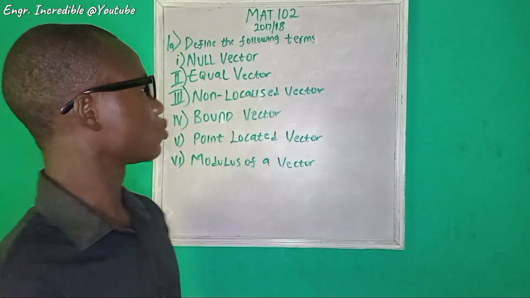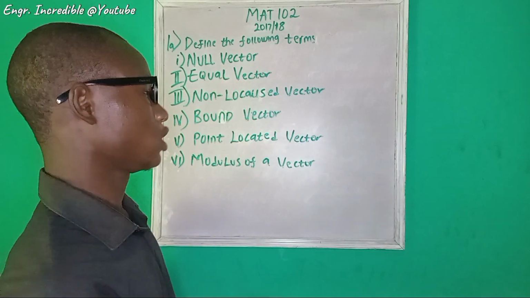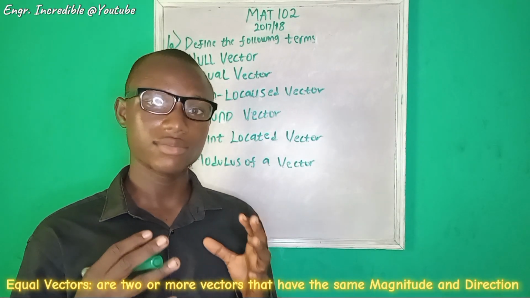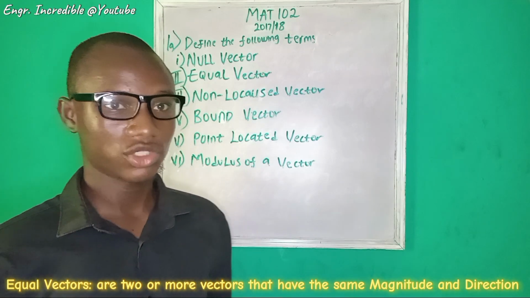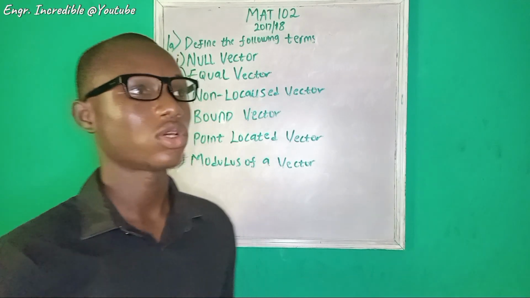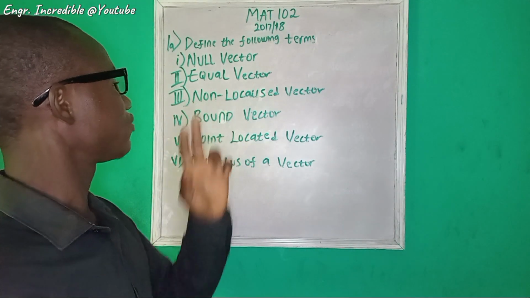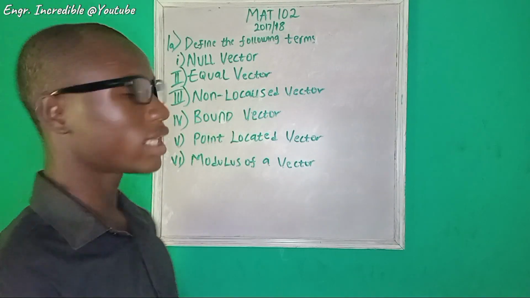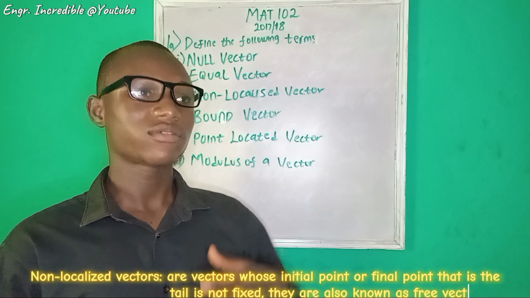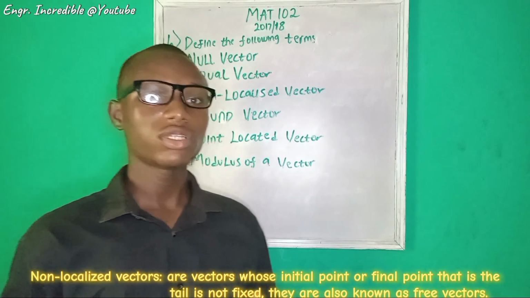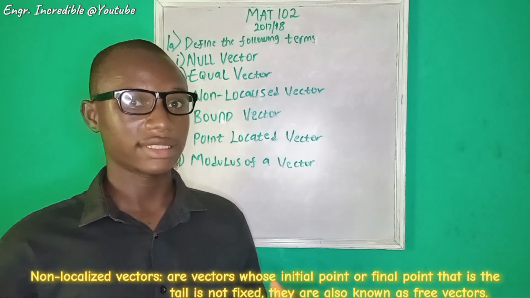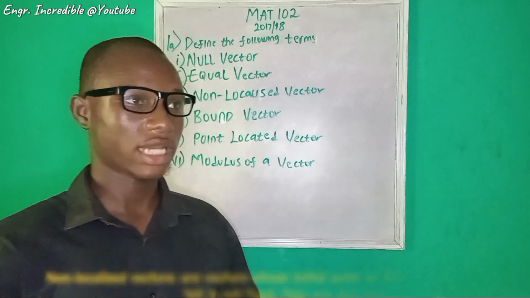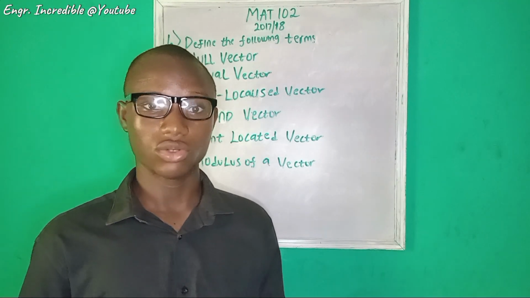Then equal vectors are two or more vectors that have the same magnitude and direction. That is what an equal vector is. Then moving on, we have the non-localized vector. The non-localized vector, also known as a free vector, is a vector that is only measured by its magnitude and direction. They are more like free vectors.